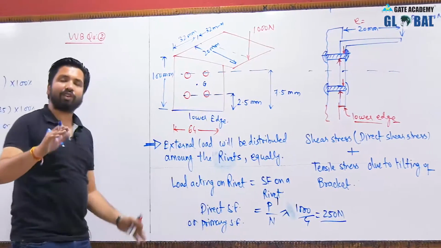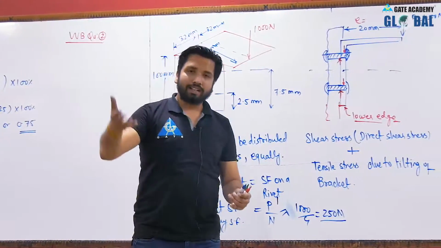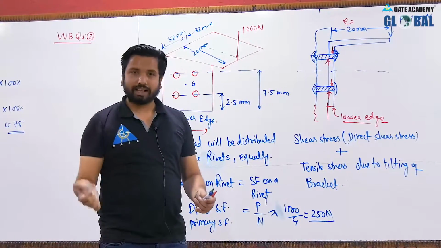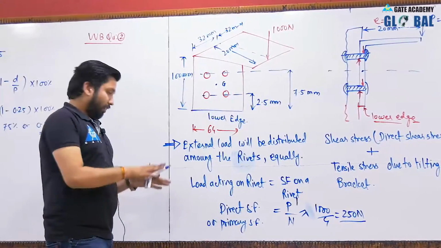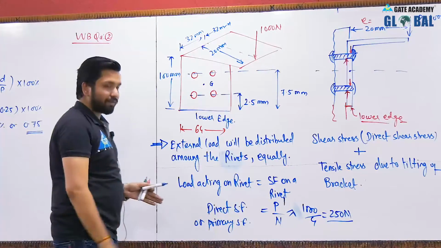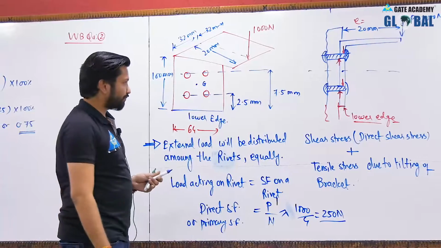The direct shear force is always considered as a primary shear force, and the shear force due to different reasons like twisting, or the external moment applied on the connection, is known as secondary shear force. So the shear stress due to direct shear force is known as primary shear stress.